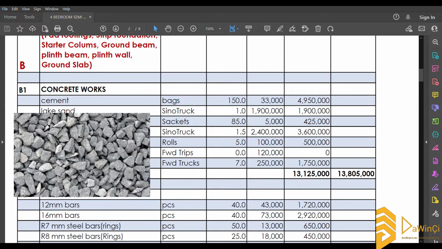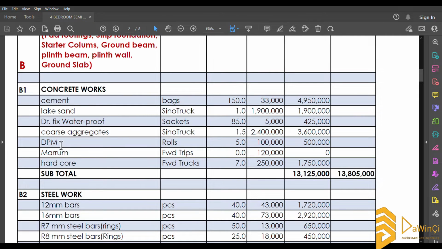Then we have aggregates. That's just about 1.5 sino trucks. That is literally for the ground, for the foundations and all that, and including the slab as well. And some aggregate is going to remain. So as you follow through, you might reach the superstructure and we might not put aggregate because we have a balance of aggregate at this stage.